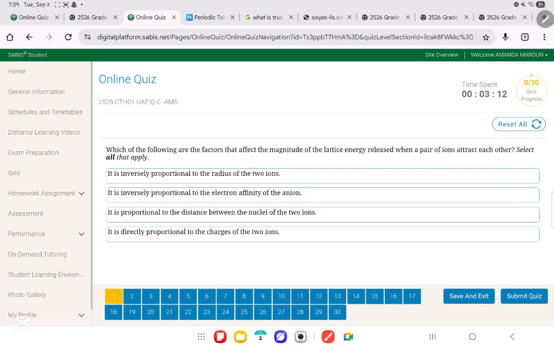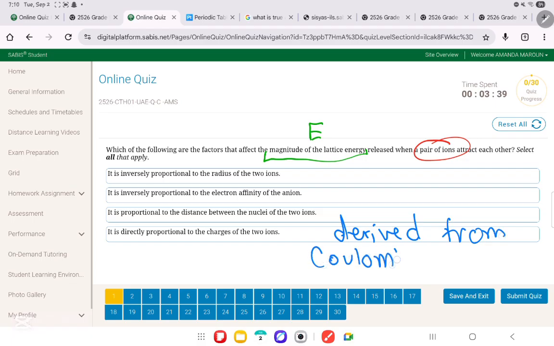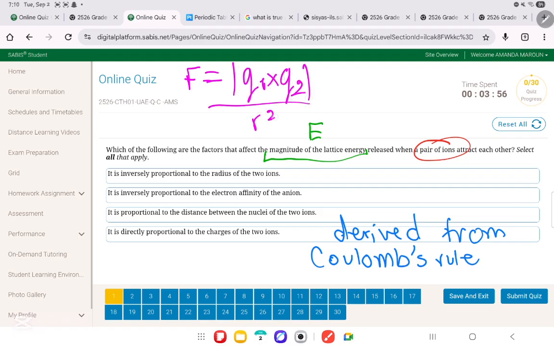Which of the following are the factors that affect the magnitude of the lattice energy? Whenever they say magnitude of the lattice energy, this is denoted by E, released when a pair of ions attract each other. One thing you need to know about this, whenever you see this type of question, is that it is derived from Coulomb's rule. So what is Coulomb's rule? First of all, the force is equal to the absolute value of the charge 1 multiplied by the charge 2 divided by the radius squared. This is Coulomb's law, CL.